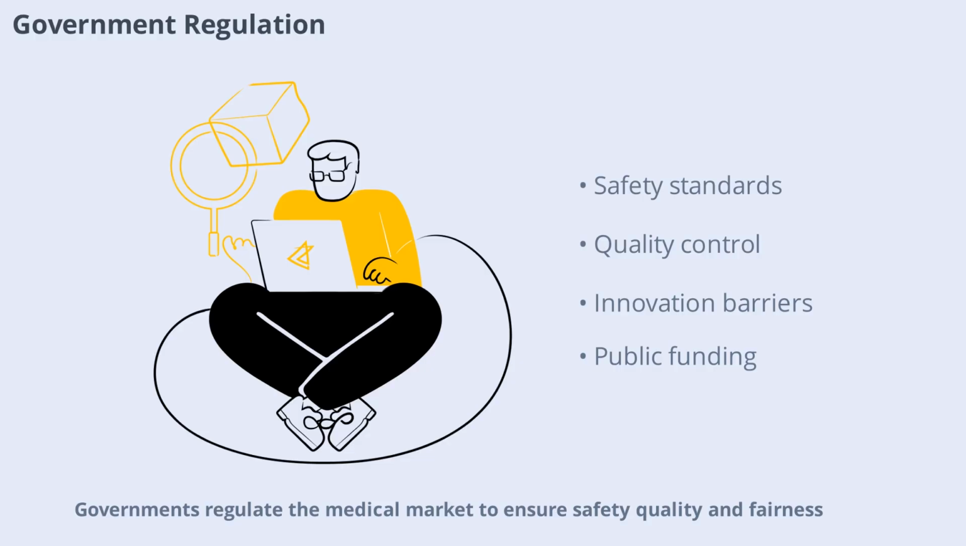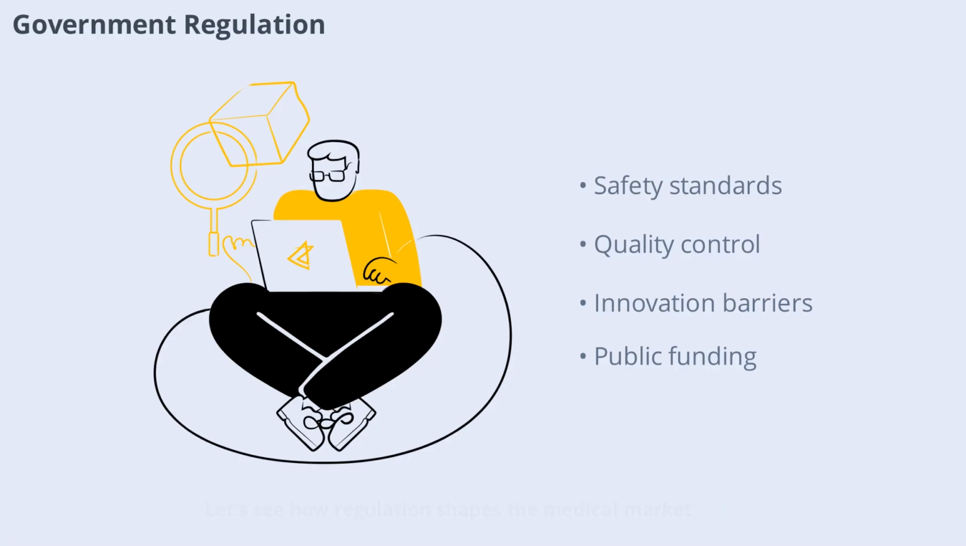Governments regulate the medical market to ensure safety, quality, and fairness. Regulations can affect supply by setting standards for providers and products. They also influence demand by funding public health programs and insurance. While regulation can protect patients, it can also create barriers that slow innovation or limit supply. Let's see how regulation shapes the medical market.